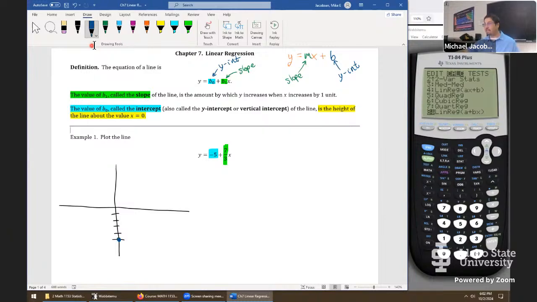I'll use blue here to convey it came from the intercept. Any questions about that step so far? Okay, then this is the slightly more mathy part of all this. We use the slope to get to the second point, but it's really just a set of instructions to go from that point to your next one.